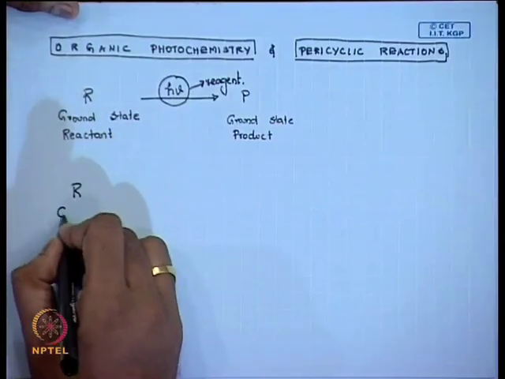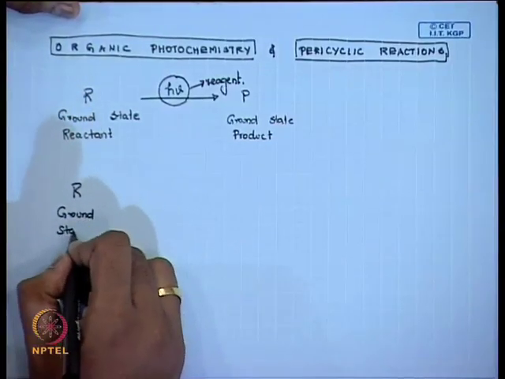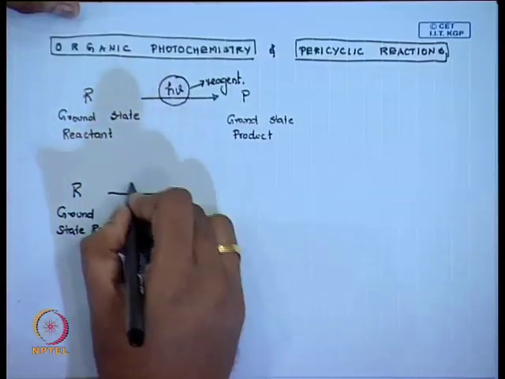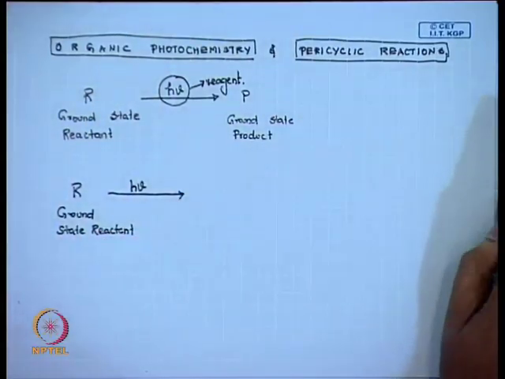You take a ground state reactant, as I mentioned earlier, and you shine light on it. What happens? Once the light shines on this reactant, it transforms from its lower energy, E0, its ground state energy, to an excited state energy. Most of the time these transitions are electronic transitions. So, once your R interacts with the light, it becomes the excited state reactant, which we will call R star.